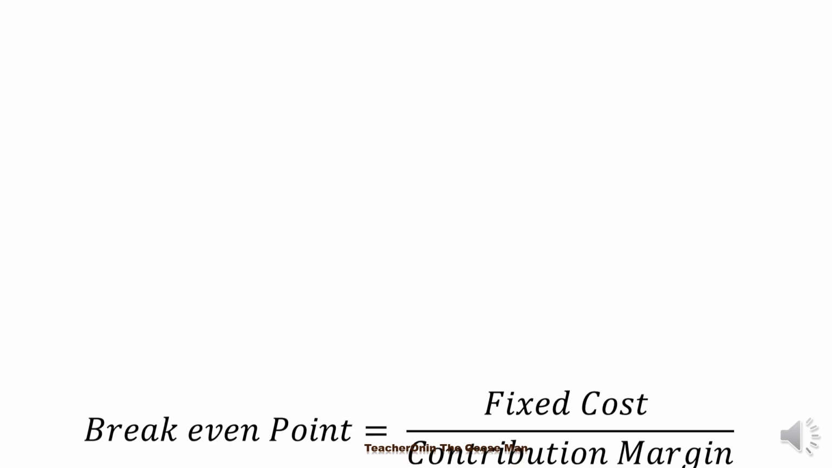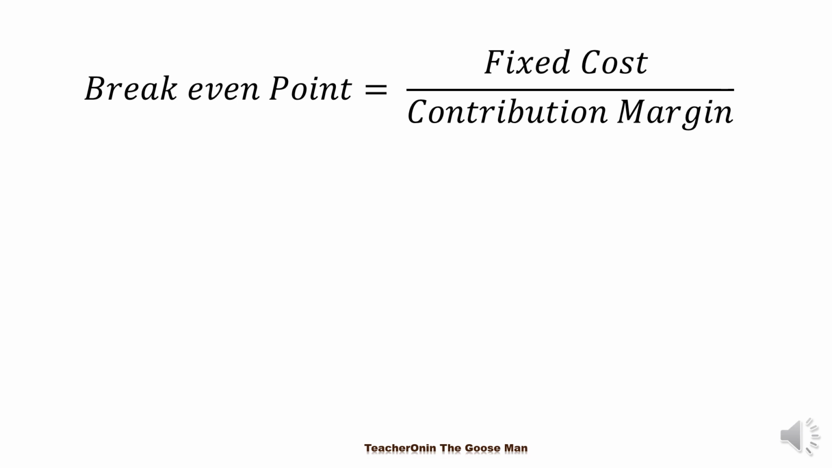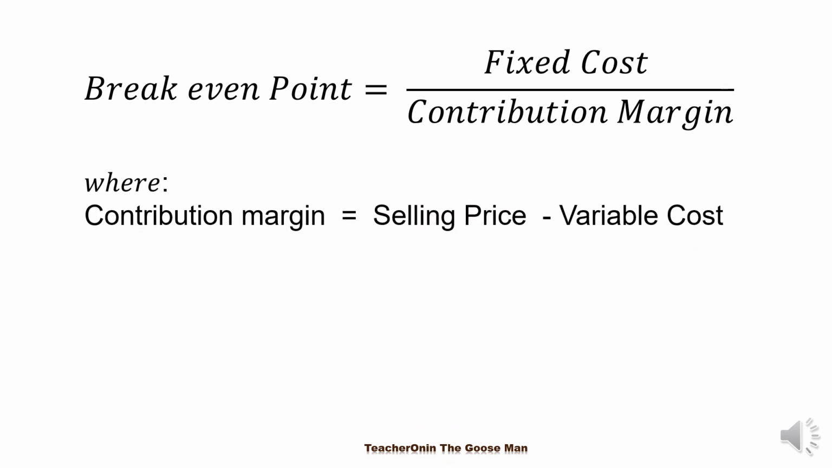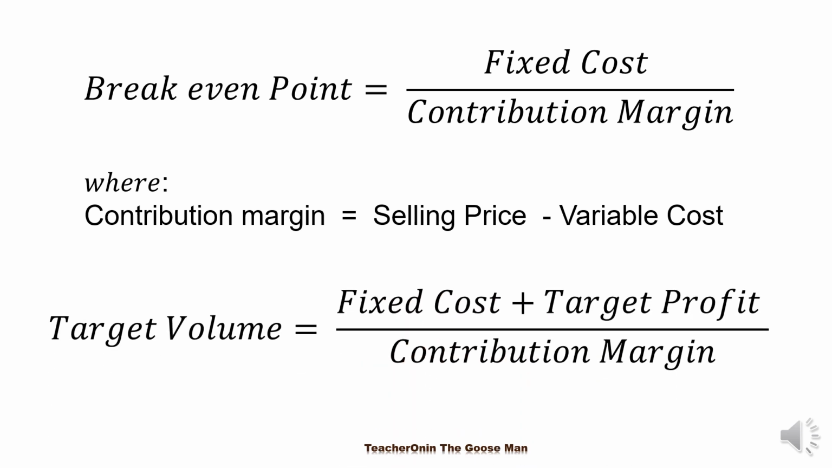To relate the formula of the break-even point and the target volume, let's review. Break-even point is equal to fixed cost divided by the contribution margin. If we are talking about contribution margin, this is the difference of the selling price and the variable cost. On the other hand, target volume is actually fixed cost plus target profit divided by the contribution margin, such that the contribution margin is equal to the selling price minus the variable cost.